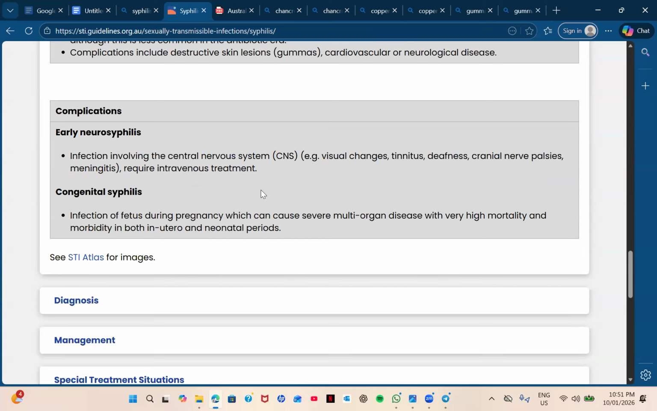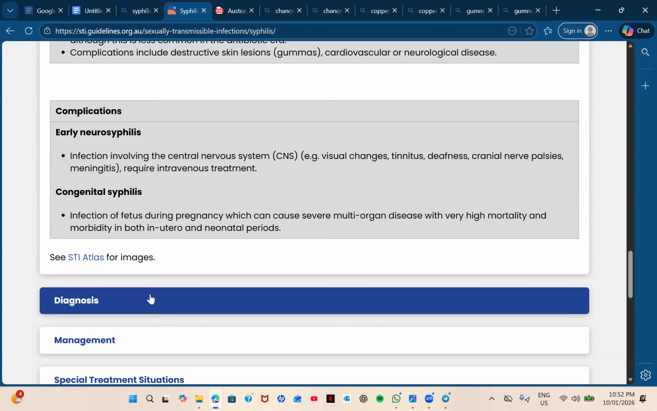So, the complications. Early neurosyphilis: infection involving the central nervous system can lead to visual changes, tinnitus, deafness, cranial nerve palsies, and meningitis, and requires intravenous treatment. Congenital syphilis is infection of the fetus during pregnancy, which can cause severe multi-organ disease with high mortality and morbidity both in utero and in the neonatal period.